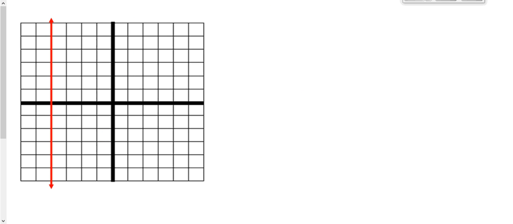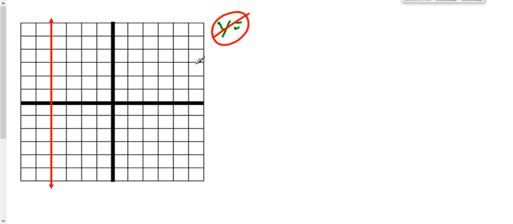Perfectly vertical lines are not functions. Since they're not functions, they don't have linear equations. So this is not going to be a y equals. So this is not a y equals equation.